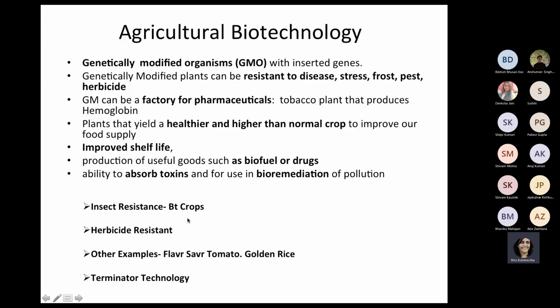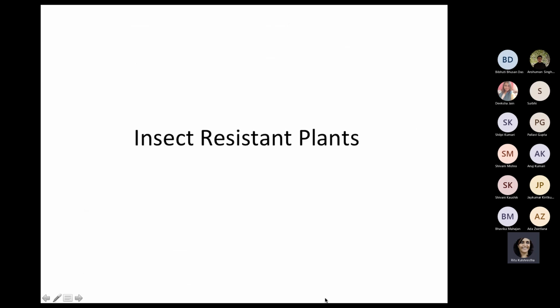Obviously, I cannot have a class on transgenic plants without mentioning the BT crops. So first, I'll be telling you about how insect-resistant plants were developed. Then an example of herbicide-resistant plants, the story around it. Then some Flavr Savr tomato and terminator technology. So these are some things that I'll be covering in today's class.